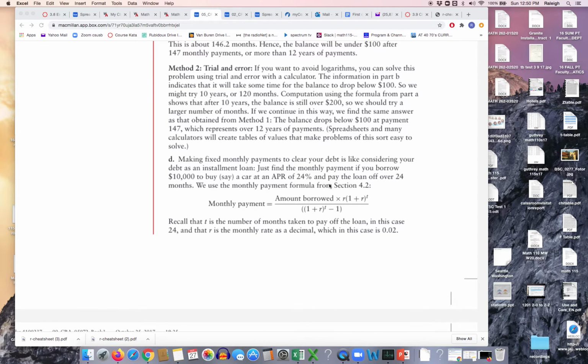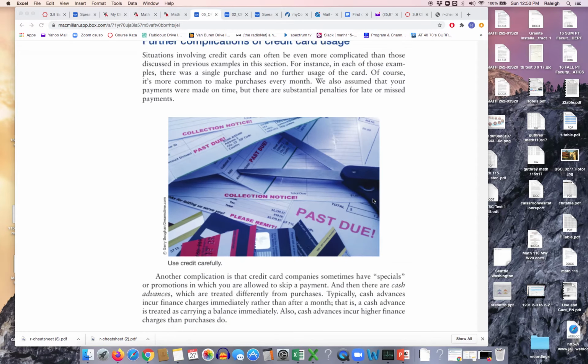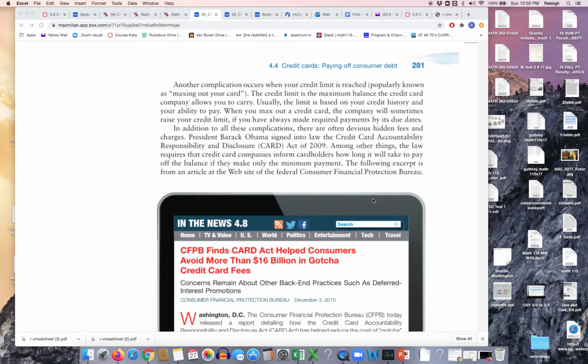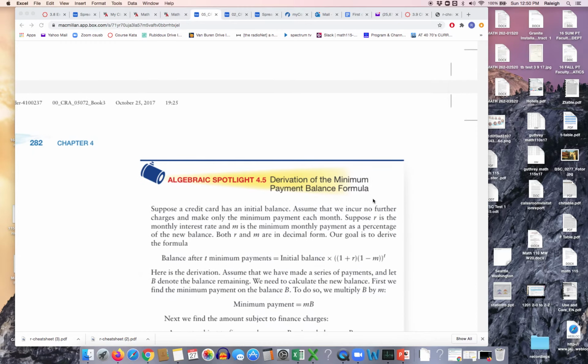And then here we have the review of something from another section. And so complications of credit card usage. There's a lot of good consumer tips that I don't think we're going to have room for on a test, but they're still very, very important to read, so we hope you do that.